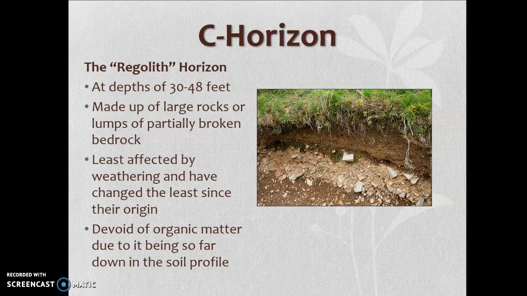Here's our C horizon, also called the regolith horizon. Can be found at depths of 30 to 48 feet, made up of your larger rocks or lumps of partially broken bedrock. This is also where our parent material would be found for soil. It's least affected by weathering and has very little change since the origin of the material found here because it's so protected by the layers above.